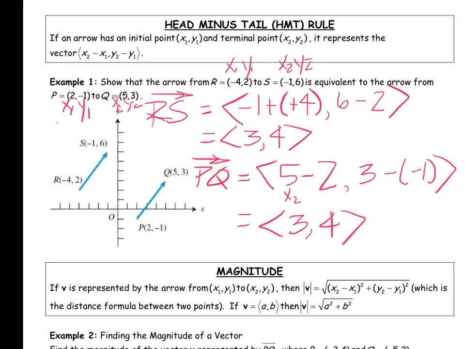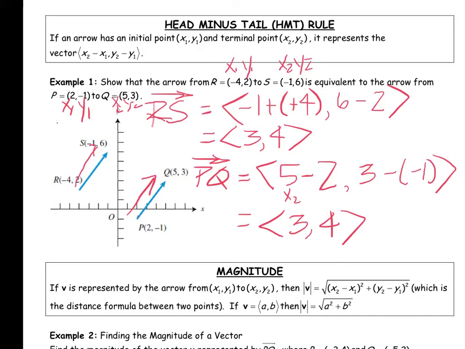So these arrows RS and PQ represent the same vector. The reason they represent the same vector is they have the same direction, they go the same direction, and they have the same length. Now the next thing we're going to do is talk about magnitude.